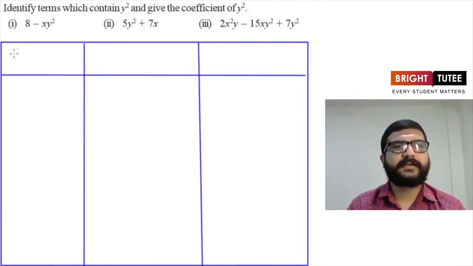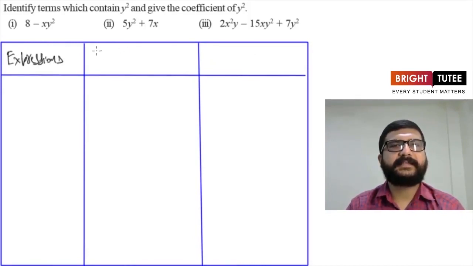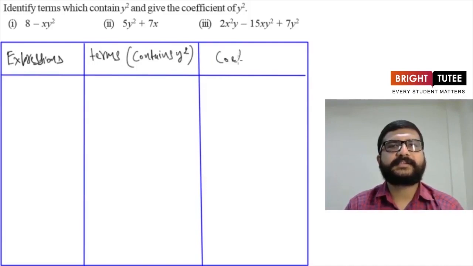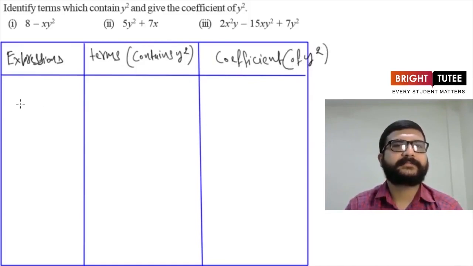So the first one is for expressions, and then terms which contain y square, and then coefficients of y square, or we'll simply write coefficients here, and in bracket we can write of y square.